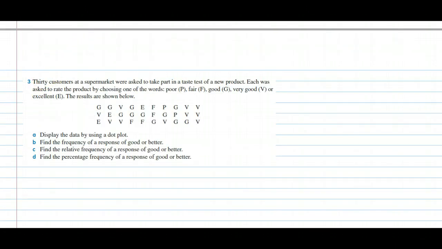Okay, in this question, we've got 30 customers at a supermarket and they were asked to take part in a taste test of a new product. Each of the customers was asked to rate the product by choosing one of the words poor, fair, good, very good, or excellent. Okay, and here are the results. So there should be 30 responses here amongst all of those. And we've got to first display the data by using a dot plot.